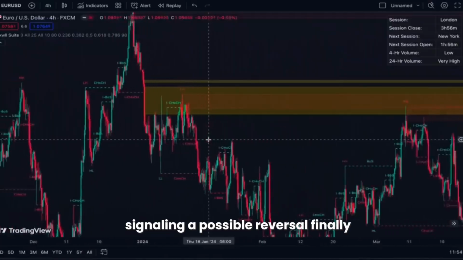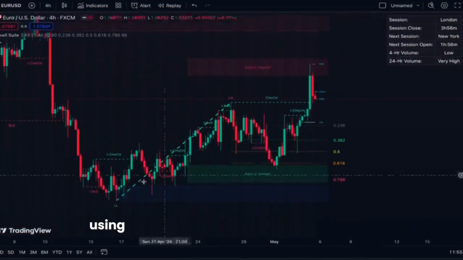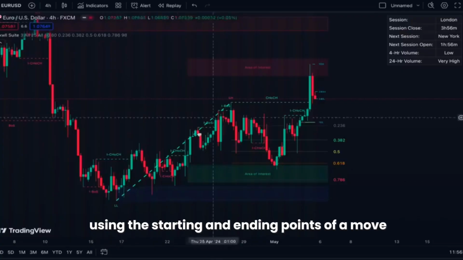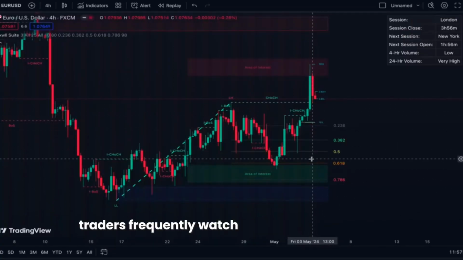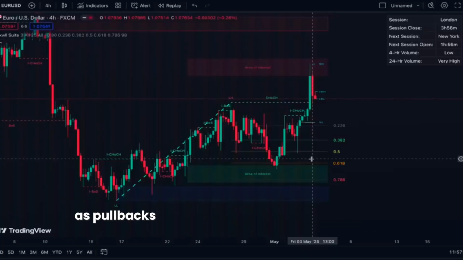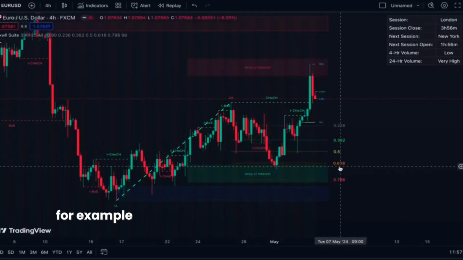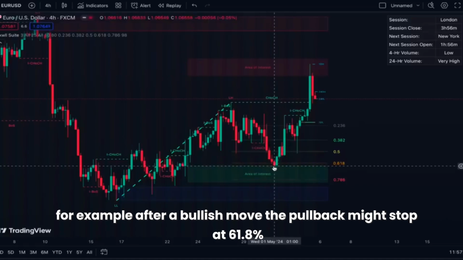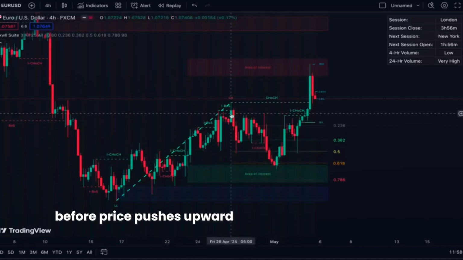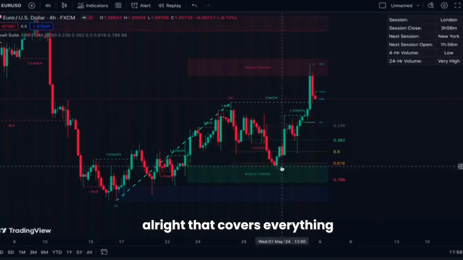Finally, the indicator also draws Fibonacci retracement levels. Using the starting and ending points of a move, it plots common Fibonacci ratios. Traders frequently watch the 50% and 61.8% levels, as pullbacks often end in this zone before the trend continues. For example, after a bullish move, the pullback might stop at 61.8%, before price pushes upward again to create a new higher high. All right, that covers everything.